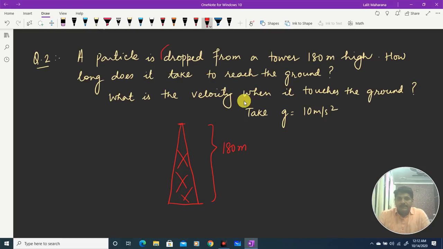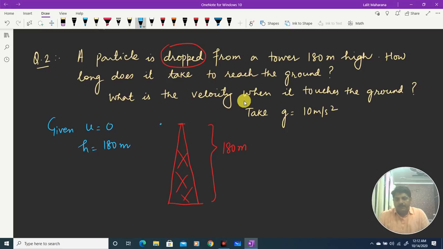This question is given, a particle is dropped. Dropped means the initial velocity of the body is 0. So what are the things given? Given u is equal to 0, H is equal to 180 meter. What is the velocity when it touches the ground?